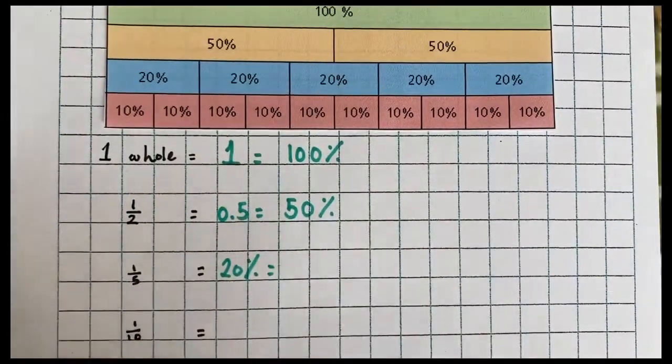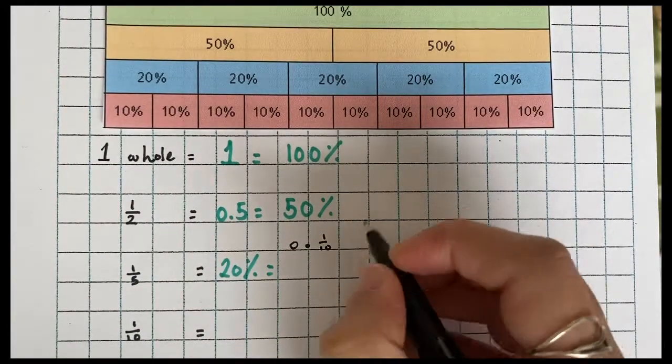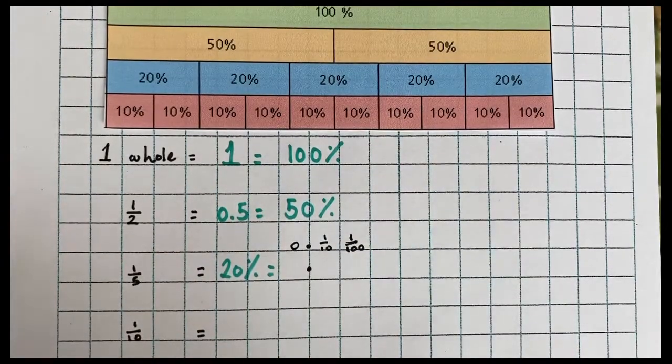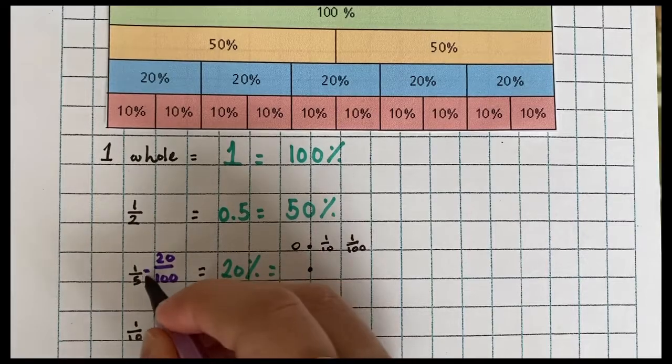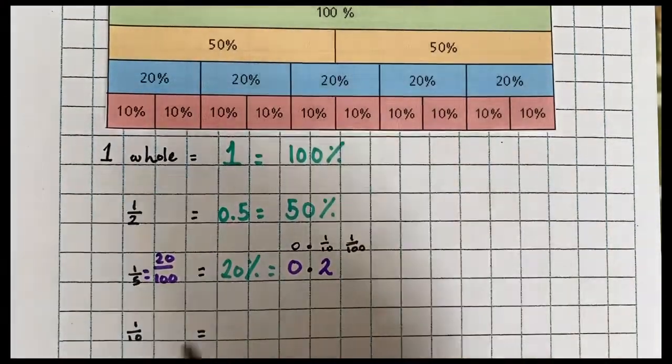Okay, so we know that 20% is equivalent to 20 hundredths, 20 out of 100. And that is equivalent to 2 tenths. So the 2 will go in the tenths column. So we've got 0.2 there.